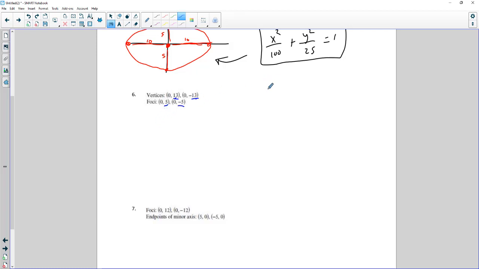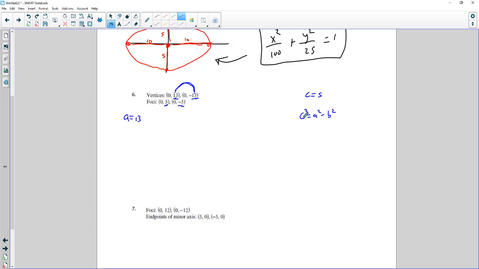is, here's how I'm going to determine this. The distance of c is 5. Okay, 5 to the right, 5 to the left, or whatever. And what I know is that c squared is equal to a squared minus b squared. But because the vertices are changing the y value only, it means that this a squared is underneath y. And I know that a is going to equal 13, because this is symmetrical. We're just going to take the difference between these and cut it in half, and it'll give me 0.